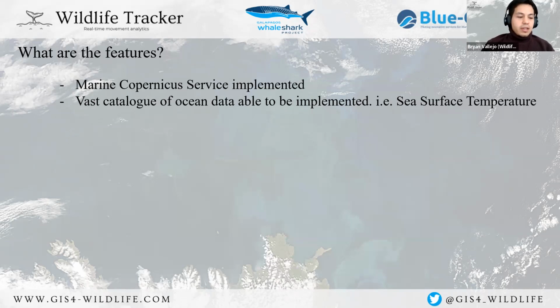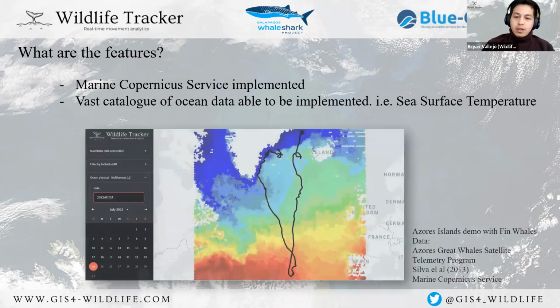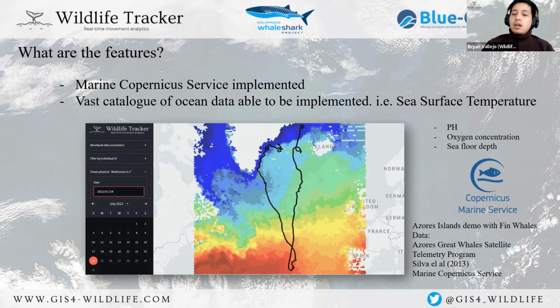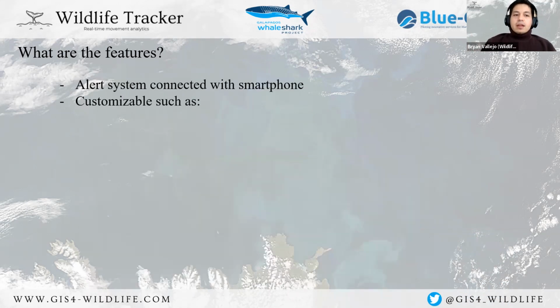Once we were digging into the Copernicus service, we found out that we can actually add different variables. So we have been adapting more variables depending on the interest of the scientists. For example, this is sea surface temperature. And we can also add pH, oxygen concentration, and more datasets that we are exploring. But at the moment, we have the most interesting ones for the pilot demo, which is for whale shark specifically.